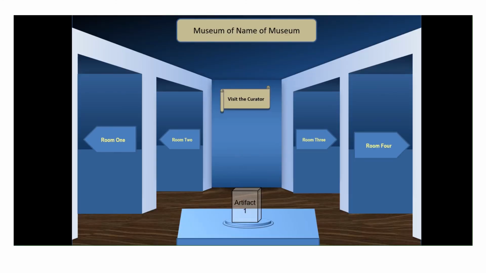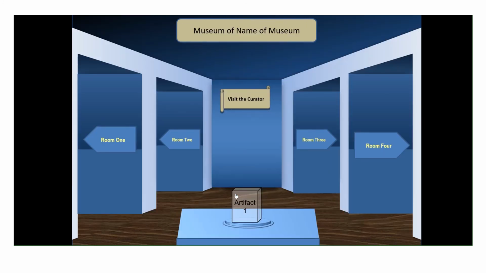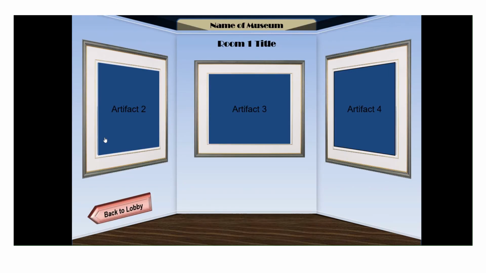And 13 artifacts. So here's room 1, 2, 3, and 4. You can also have an artifact right up front here. Here's a link to learn about the person who created this. I can go back to the lobby, and notice all of this we can edit. So if I go into one of the rooms, now look at the nice template that's already created.